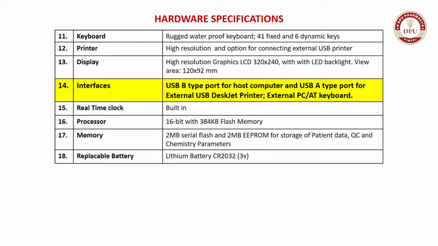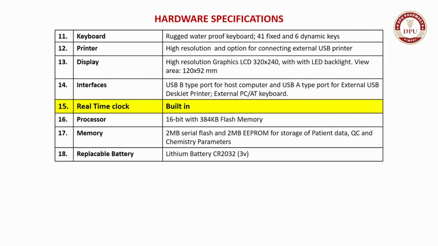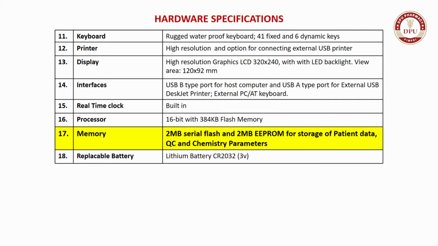Now talking about the interfaces at the back of the device, it has a USB-B type port for the host computer and a USB-A type port for an external USB DeskJet printer. Also, it has an external PC or AT keyboard. A real-time clock is also built in, and the processor is 16-bit with 384 KB flash memory. Talking about the memory specifically, it has 2 MB serial flash and 2 MB EEPROM for storage of patient data, quality control data, and chemistry parameters.